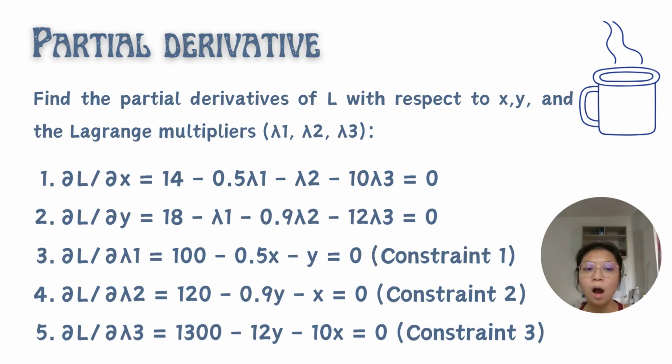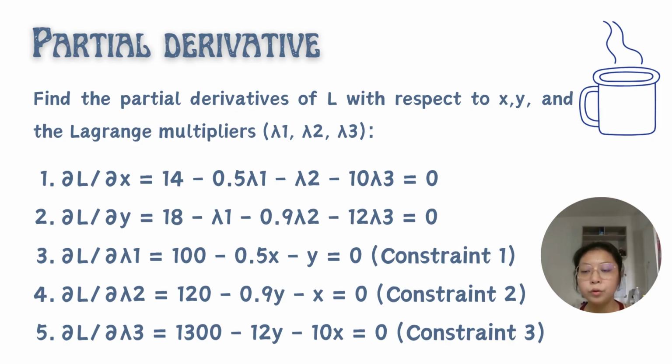To understand how x influences the function L, in equation 1, dL/dx = 14 - 0.5 lambda 1 - lambda 2 - 10 lambda 3 = 0. In equation 2, dL/dy = 18 - lambda 1 - 0.9 lambda 2 - 12 lambda 3 = 0.